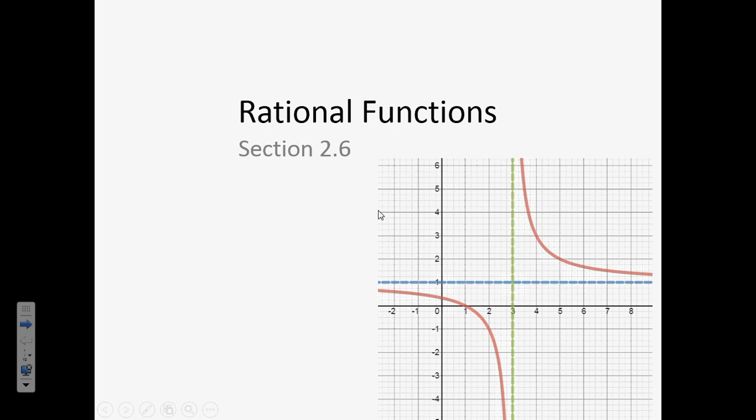Okay, so section 2.6 is on rational functions. Rational functions are like those reciprocal functions that we looked at way back when we first started talking about parent functions. They may have horizontal asymptotes, have vertical asymptotes, and they may have something called a slant asymptote. And we're going to talk about that here in just a moment.